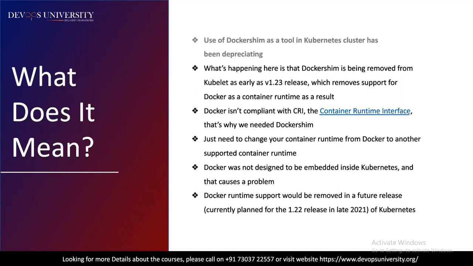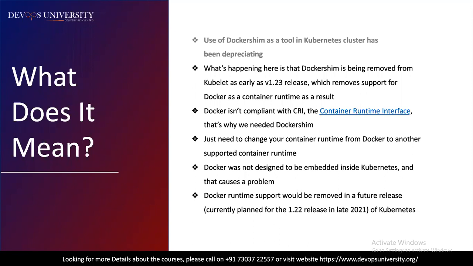They work in parallel, but it's quite hard. What we mean by hard here is that it uses a lot of resources inside Kubernetes if we are using Docker as a container runtime, which was the case earlier. So a lot of resources were being used inside Kubernetes due to Docker as container runtime. Docker runtime support would be removed in future releases, currently planned for the 1.22 release in late 2021. So in late 2021, we can expect that Docker would be removed as container runtime.